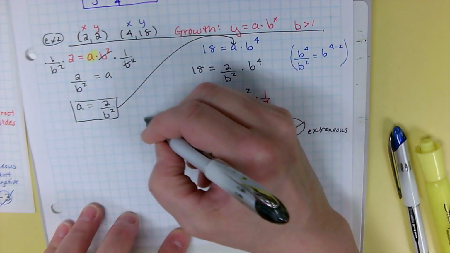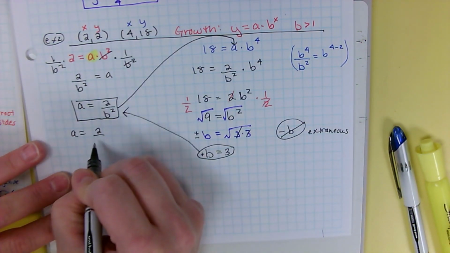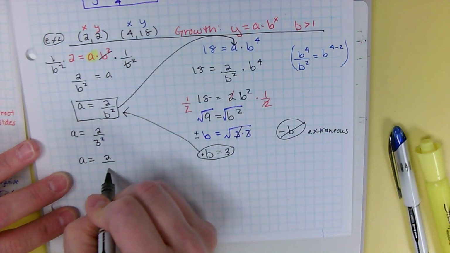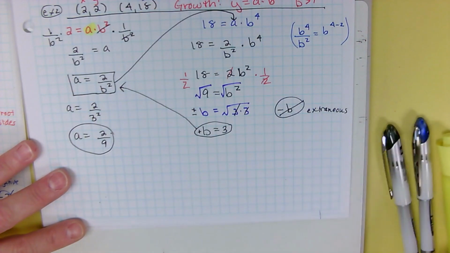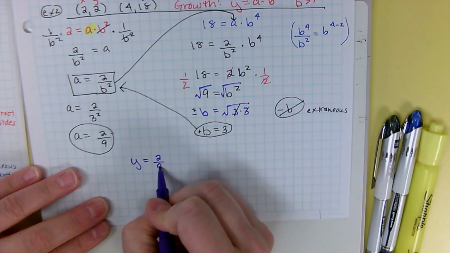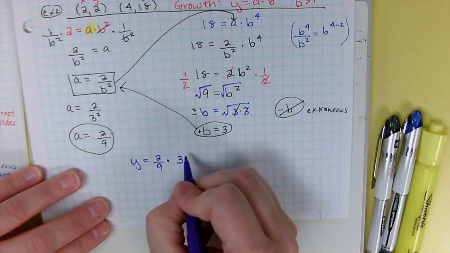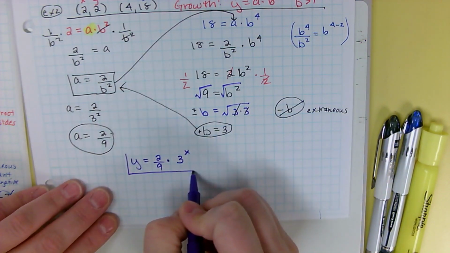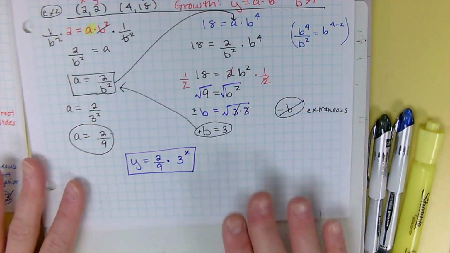All right, substitute back into the first equation. A equals 2 over 3 squared. 3 squared is 9. I get 2/9 for my a. So let's write our equation. Y equals 2/9 for a times 3 for the b to the power of x. And that is your equation. Any questions?